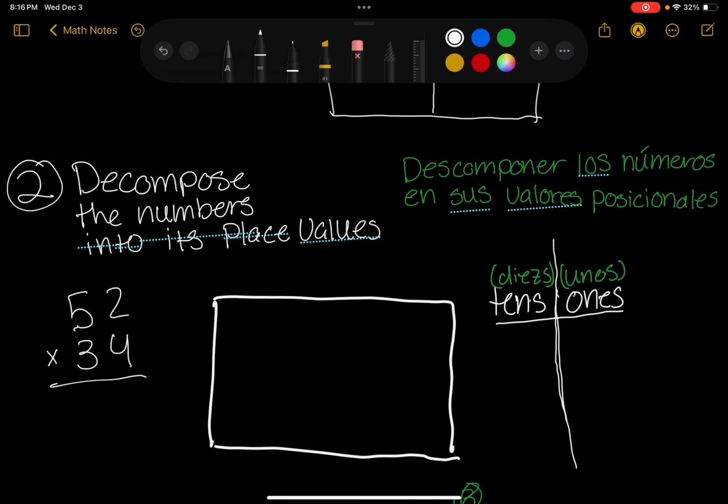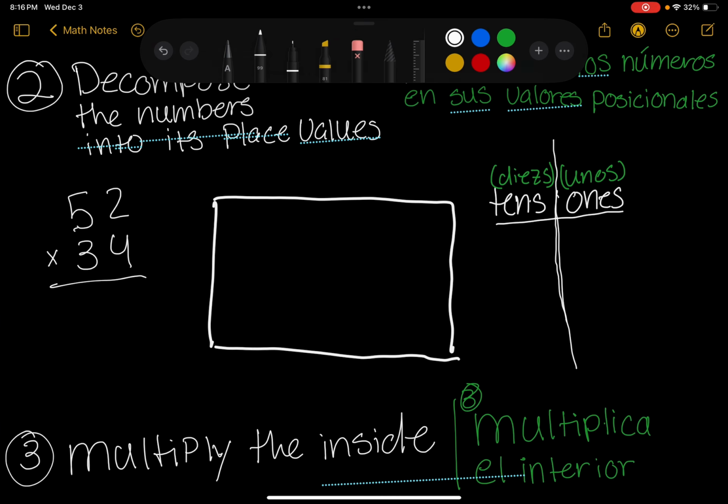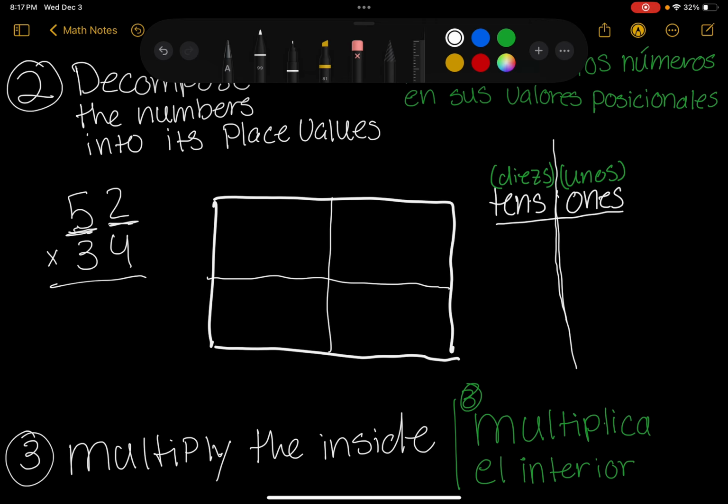Now, remember, inside a box needs to be smaller boxes. Now, we're going to decompose 52. How you're going to decompose it is, well, look at the place values of 52. 52 can be broken down into 50 and 2. 34 can be broken down into 30 and 4.